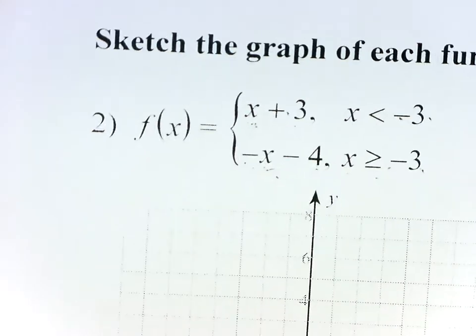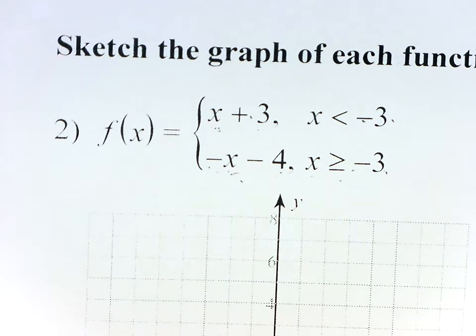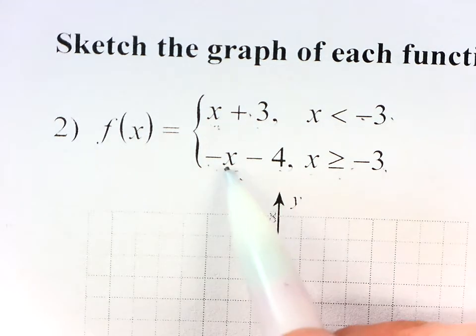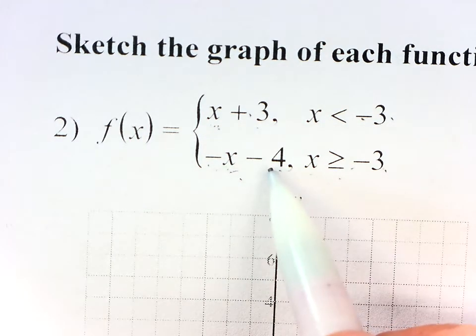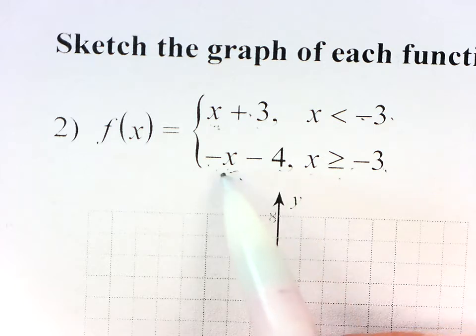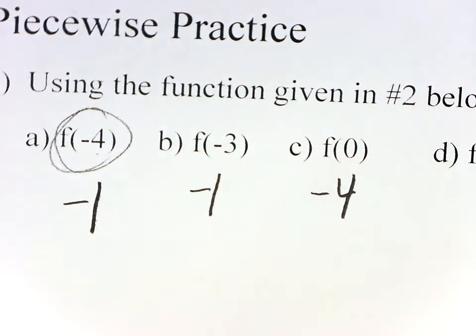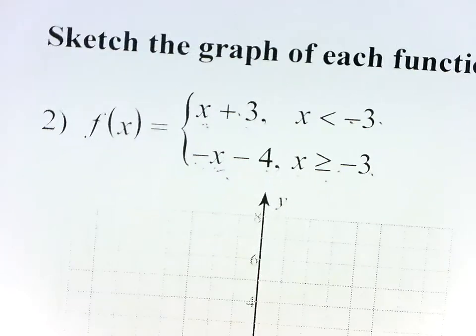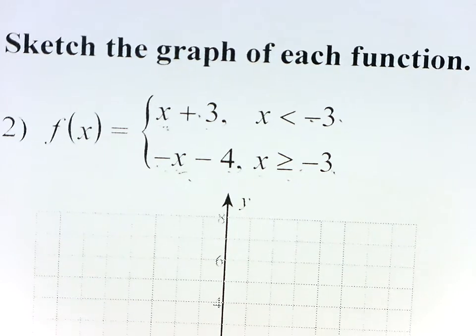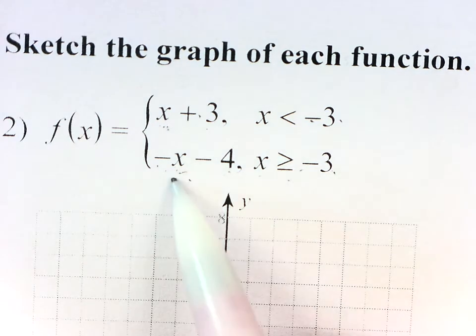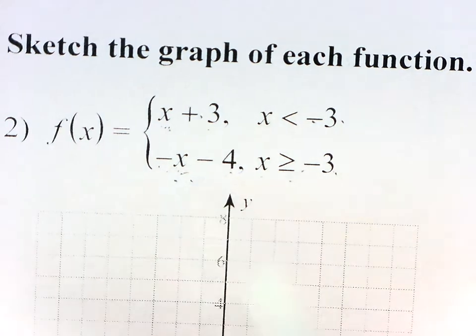How about C, f of 0? Where would I plug it in, top or bottom? On the bottom again, because 0 fits in here. So when I plug in 0, I get out -4. So C, my answer is -4. D, f of 1. Top or bottom are you going to use? Bottom again, plug in a 1, and that comes out to be -5.